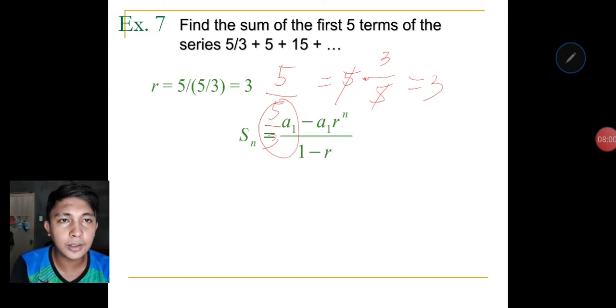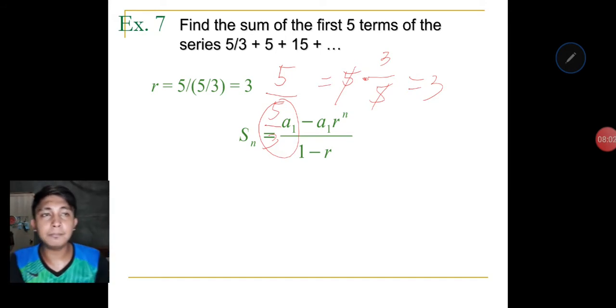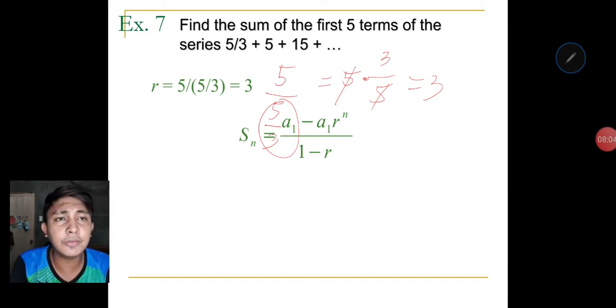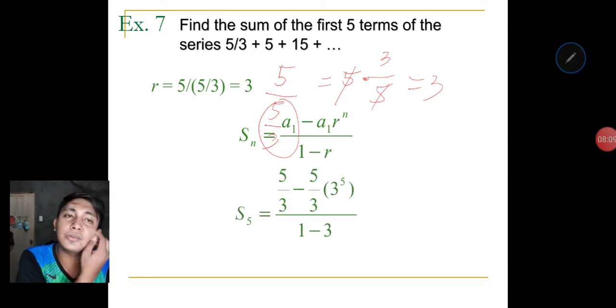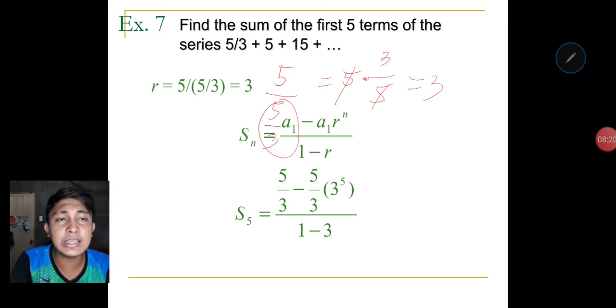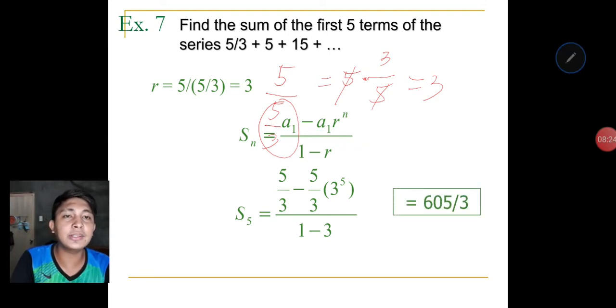Okay, so use the formula. We have the first term and r. So substituting, 5/3 minus 5/3 times 3 raised to 5 over 1 minus 3. Since 3 is r and 5/3 is a sub 1, then we have the sum of the first 5 terms is 605 over 3.